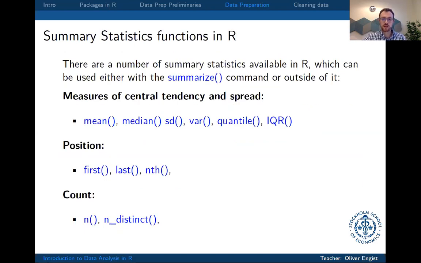There is every statistic that you would want to have available: the mean, the median, the standard deviation, variance, quantile. There's position, like the first, last, or nth observation. You can count how many there are, and how many distinct there are. If you have been working with Stata before, this should remind you of the collapse function, where you also take a large data set and collapse it to a number of summary statistics that you individually call for each variable.